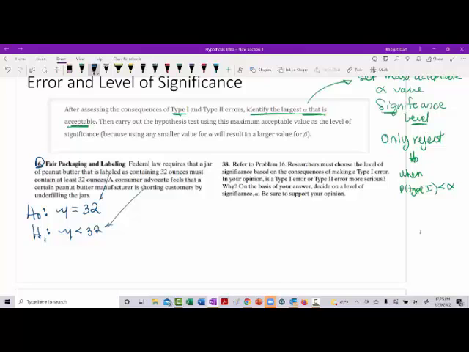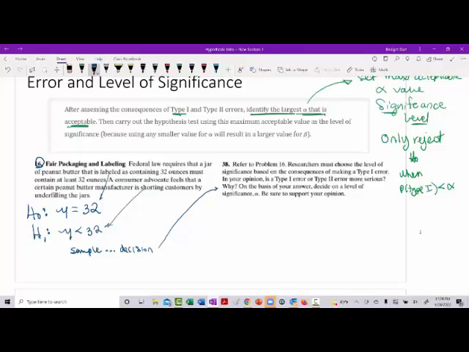So the consumer advocate, they go out and they get a sample, right? And then they're eventually going to make a decision. And that decision's either right or wrong. So in number 38, they say refer to that scenario and think about what a type 1 and type 2 error would be, and think about what the consequences of that would be.